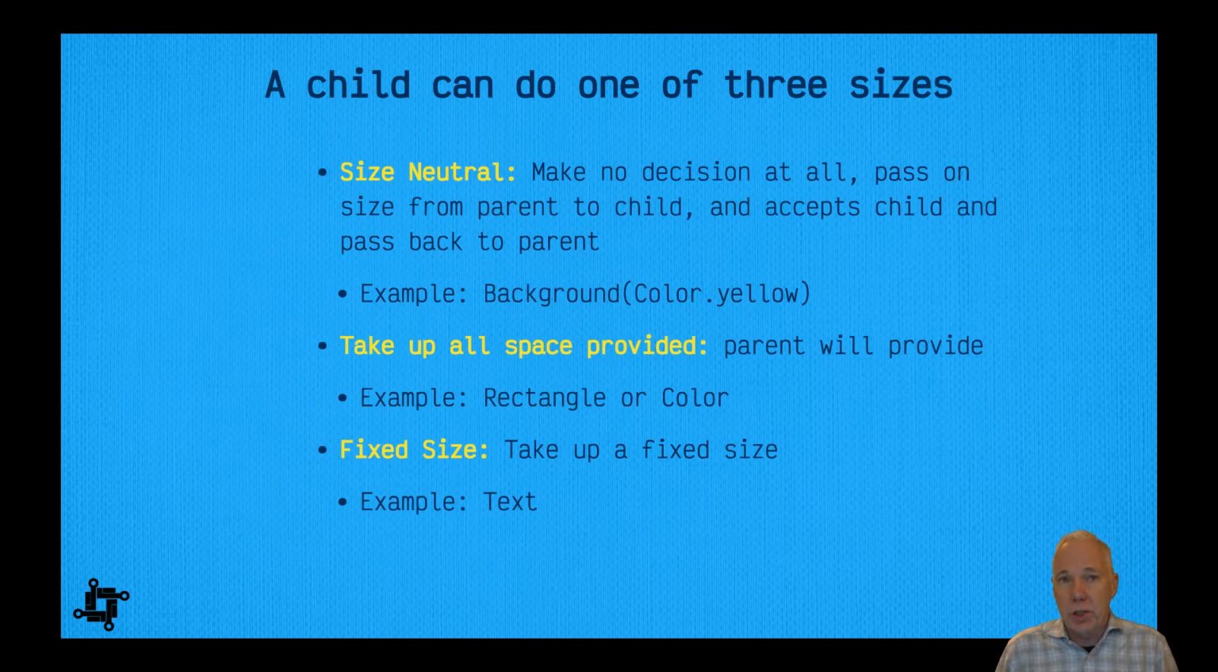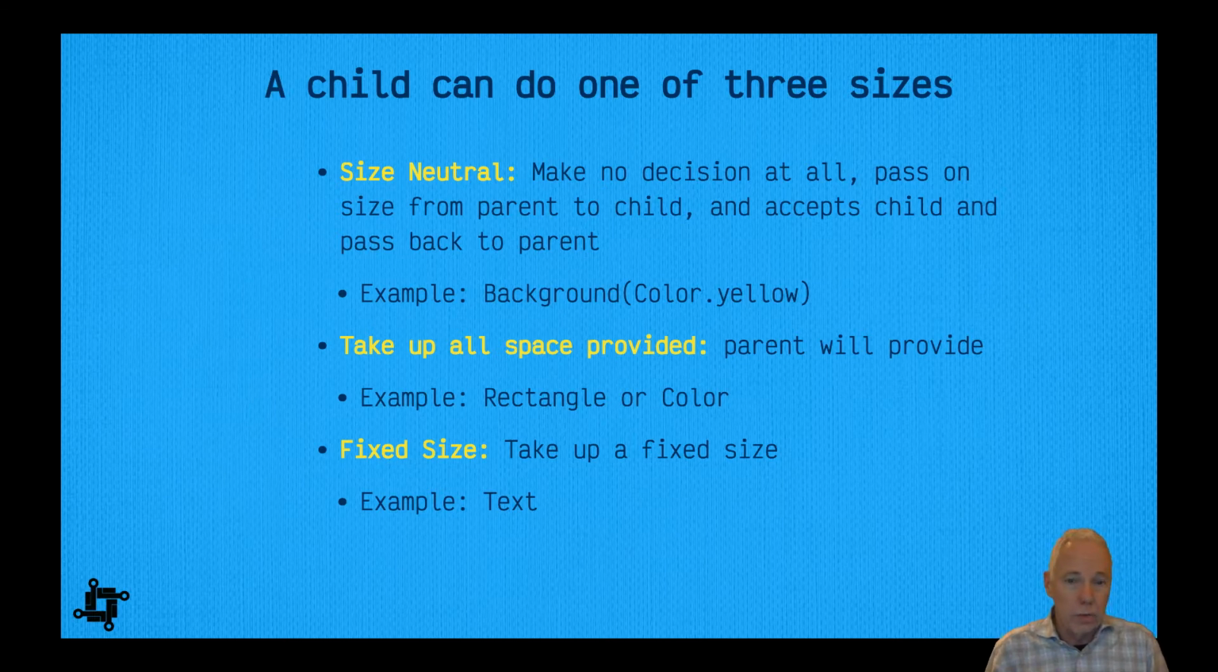Now, the other thing about children is that child views have 3 different ways that they can adopt a size. One of them is what we refer to as size neutral, which means I don't really care about the size. If you propose a size to me and I have children, I'm going to just send that size on down to the children. And by the way, if children report sizes back to me, I'm just going to send those back up the line as well. And that's what we refer to as a size neutral view.